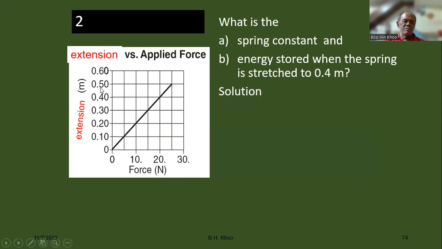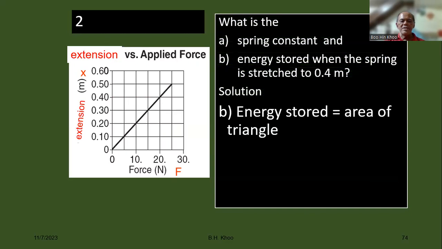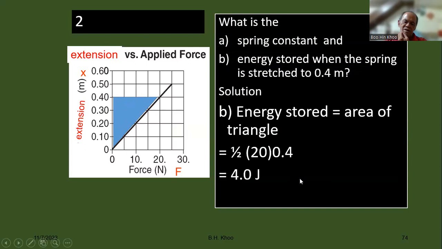Energy stored up to 0.4 meter, right? Remember, the area is this area, not this area. Right? But it's the same. In this case, it's the same. Energy stored is the area of the triangle. That area, so it's half. That one is 20 F, that one is 0.4. So it's 4.0 joule.